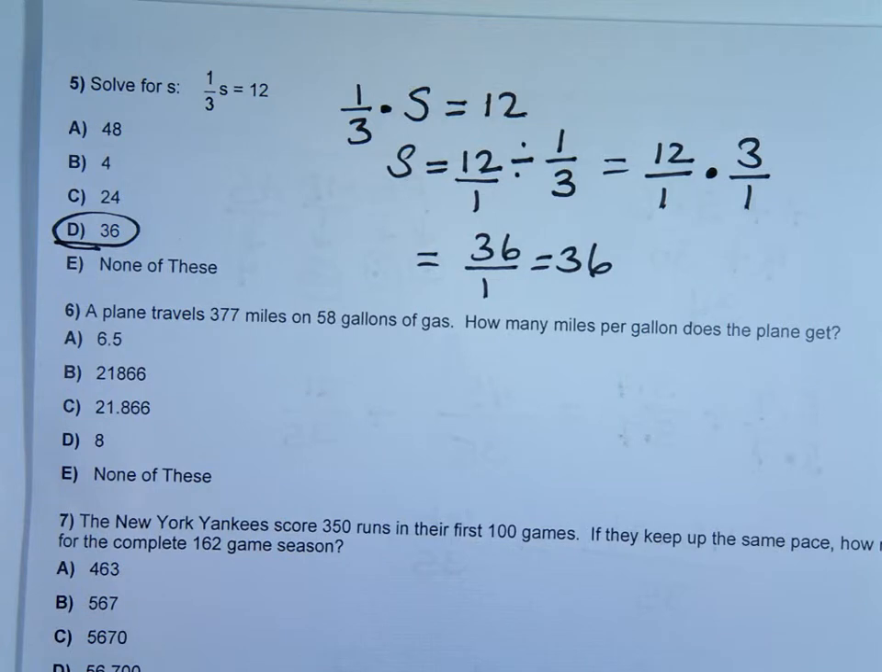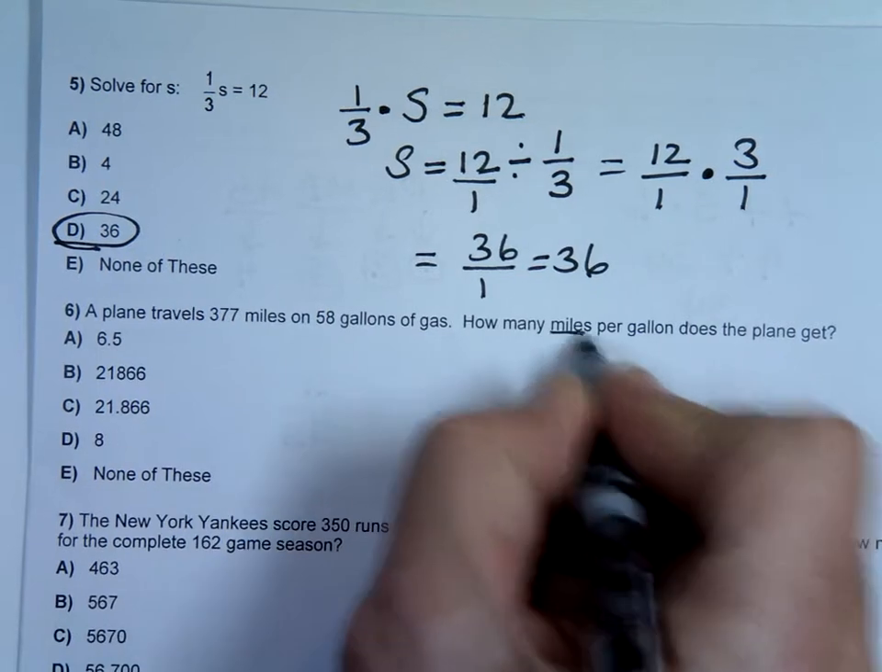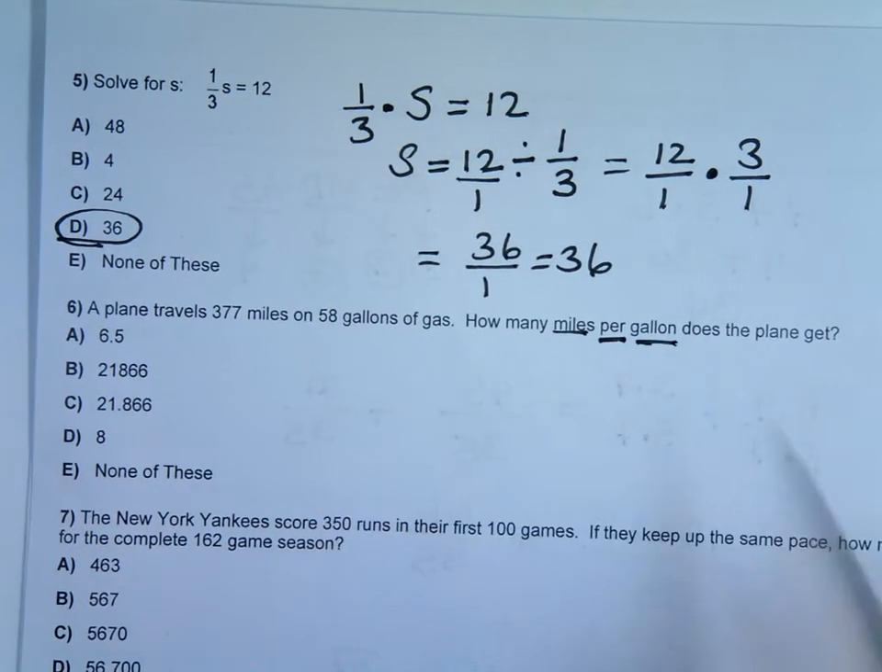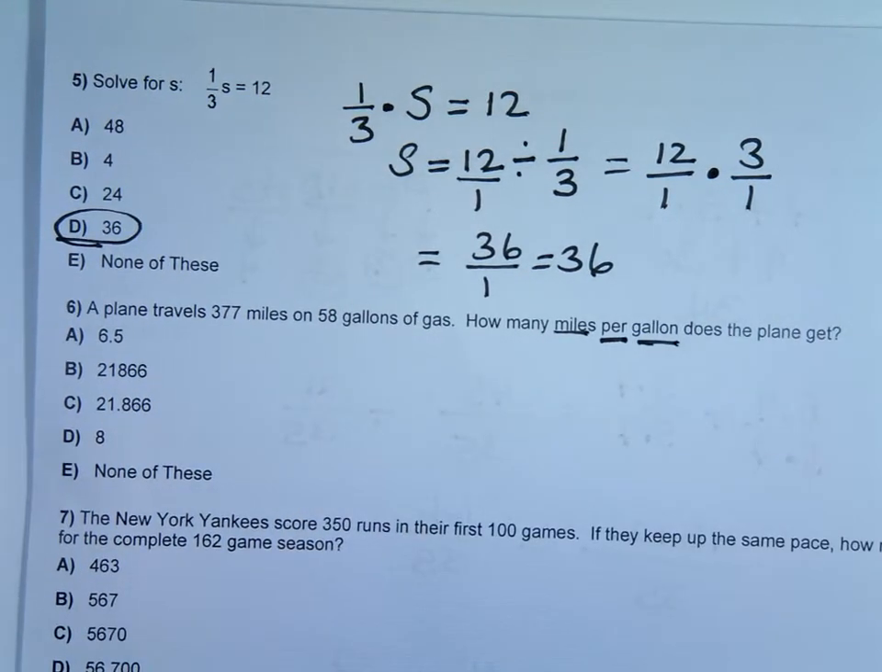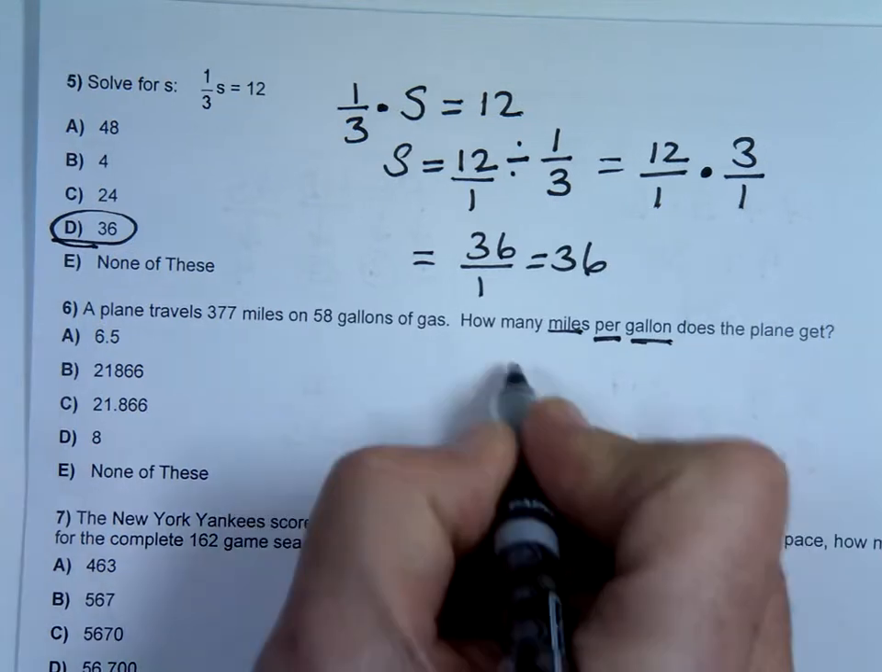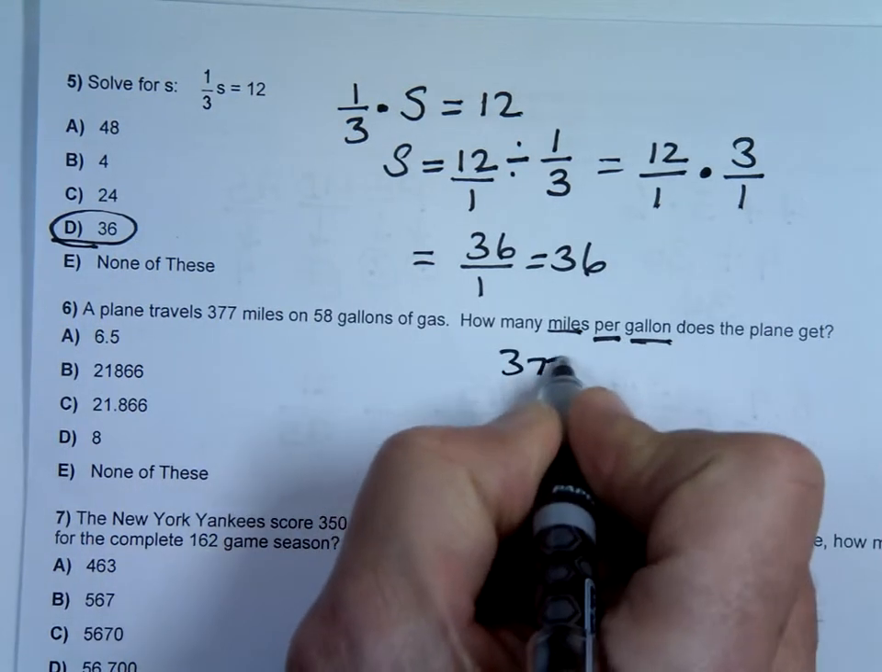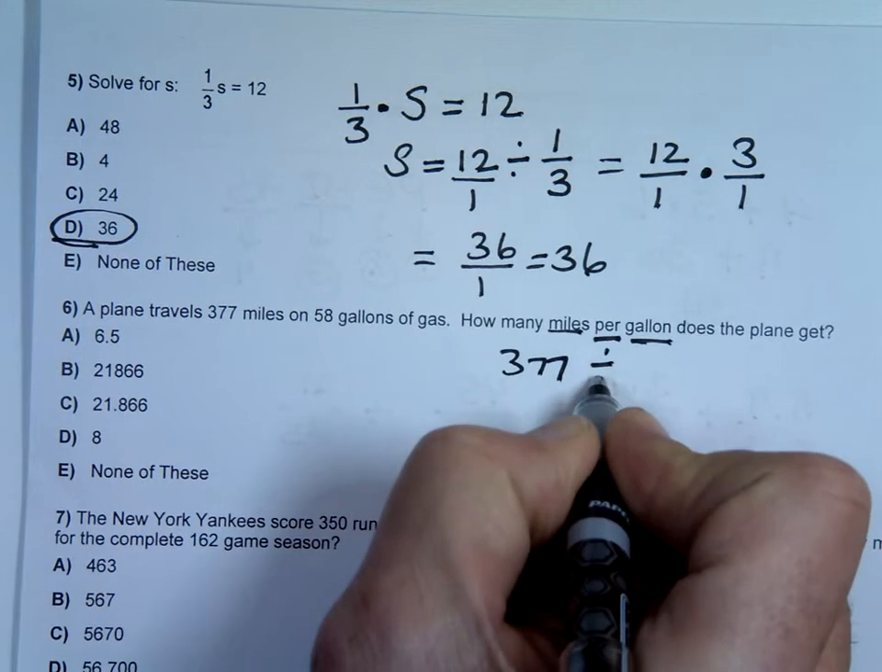The next question. A plane travels 377 miles on 58 gallons of gasoline. How many miles per gallon does the plane get? How many miles per gallon? The word per in math means what? Divide. So what is 377? That's the miles. Divided by the gallons, 58.